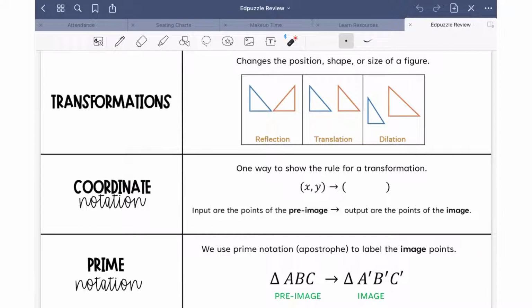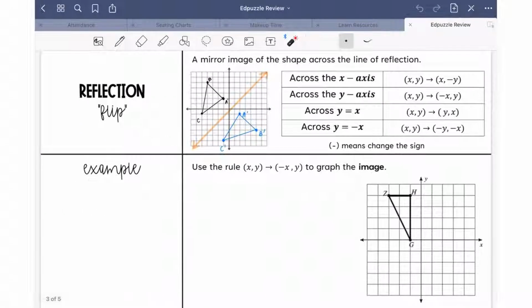And we should be familiar with those vocab words. Whenever we use prime notation, that's the apostrophe that we use to label the image point. So remember, we always start with the original as the pre-image right here. And then we do the transformation and we are left with an image, which is after the transformation. And we use those prime notations after every point on the triangle. Okay, so this is just a review on that. We've been seeing this for a while now, so let's move forward.